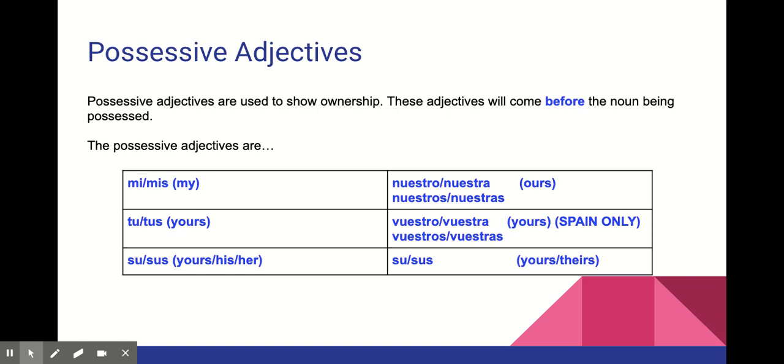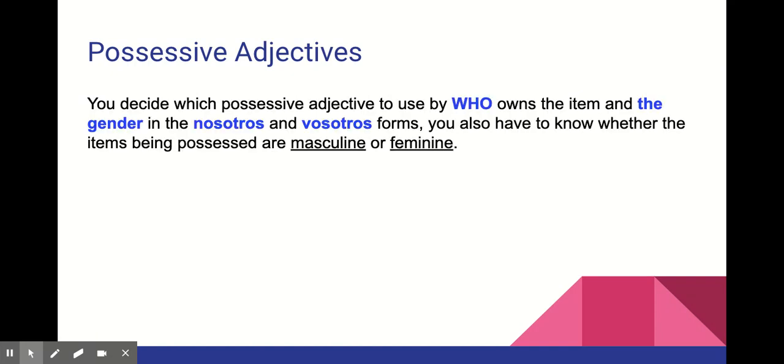So we have mi, mis, tu, tus, su, sus. For nosotros and vosotros, we actually have four because you have to also identify if it's masculine or feminine. So we have nuestro, nuestra, nuestros, nuestras, vuestro, vuestra, vuestros, vuestras, which again, we're using in Spain only, so we'll never use those. And then su, sus. Notice that su, sus is the same across the whole bottom. You decide which possessive adjective to use by who owns the item, and the gender has to be known in nosotros and vosotros. Okay. So again, whoever owns the item, if it's my cake, mi pastel. If it's your cake, tu pastel.